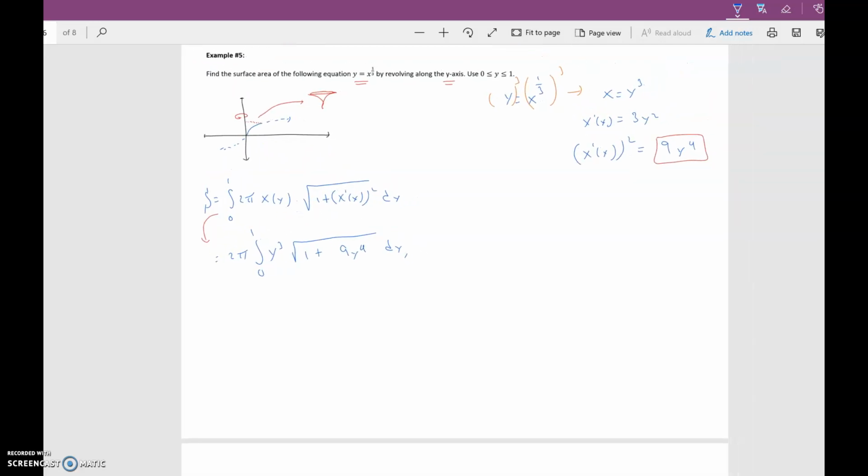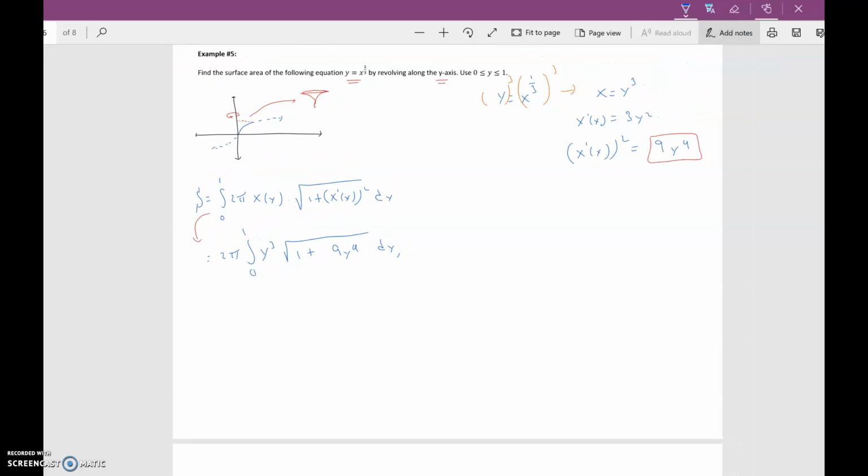So from this point on, we can do a u substitution, and this one's going to work very similar to the problem that we did with the parametric. So I'm just going to let u equal 1 plus 9y to the fourth. So du is equal to 36y to the third dy. So du over 36y to the third is equal to dy.